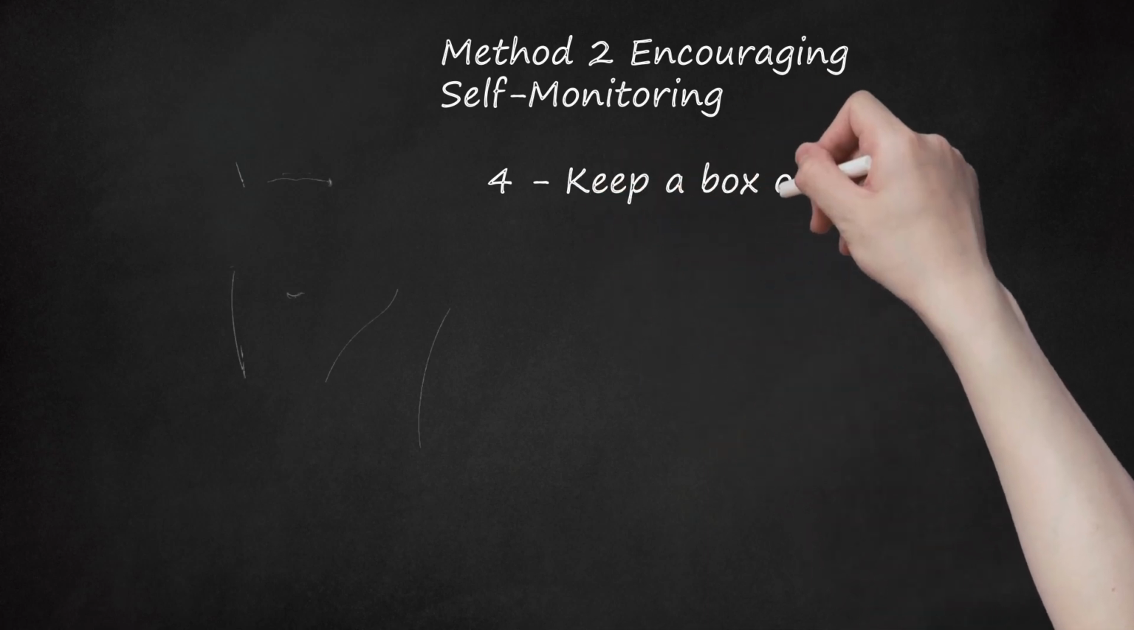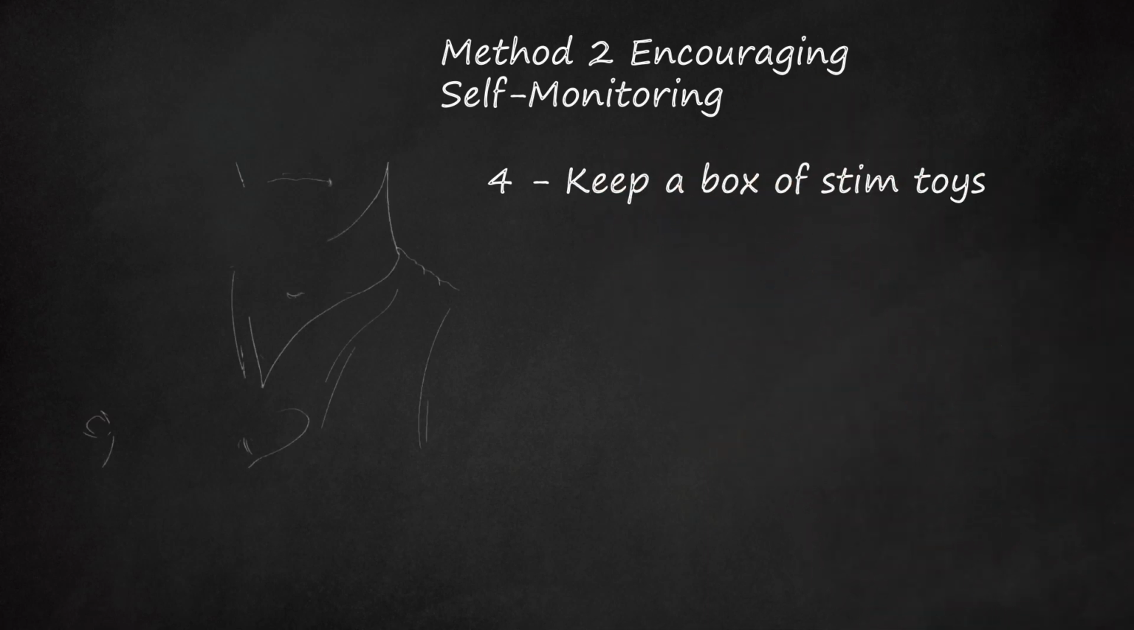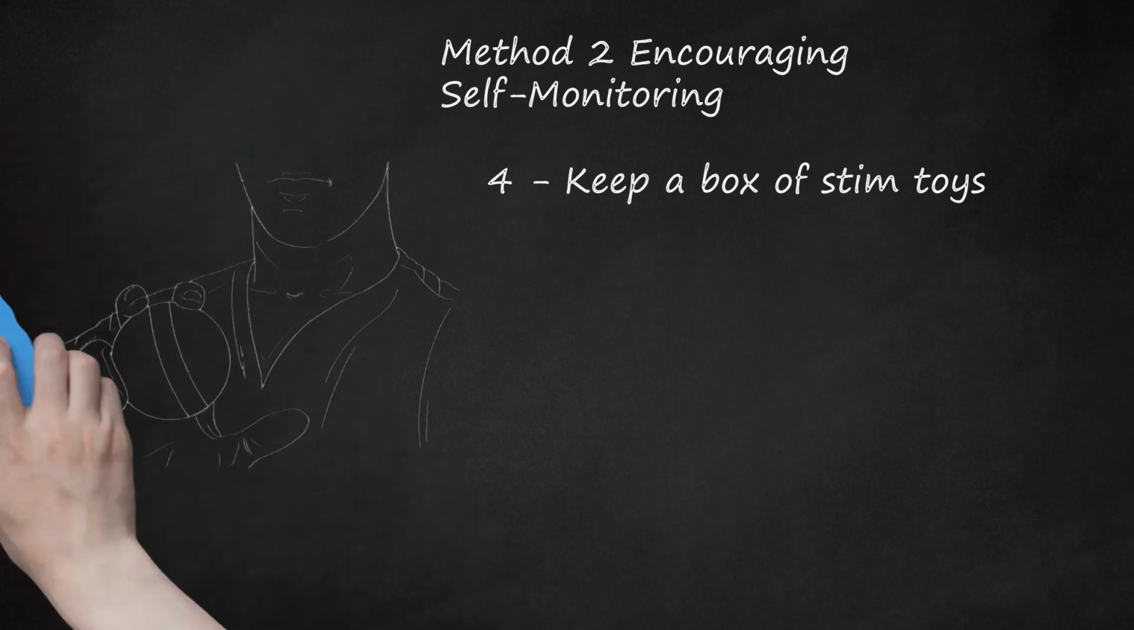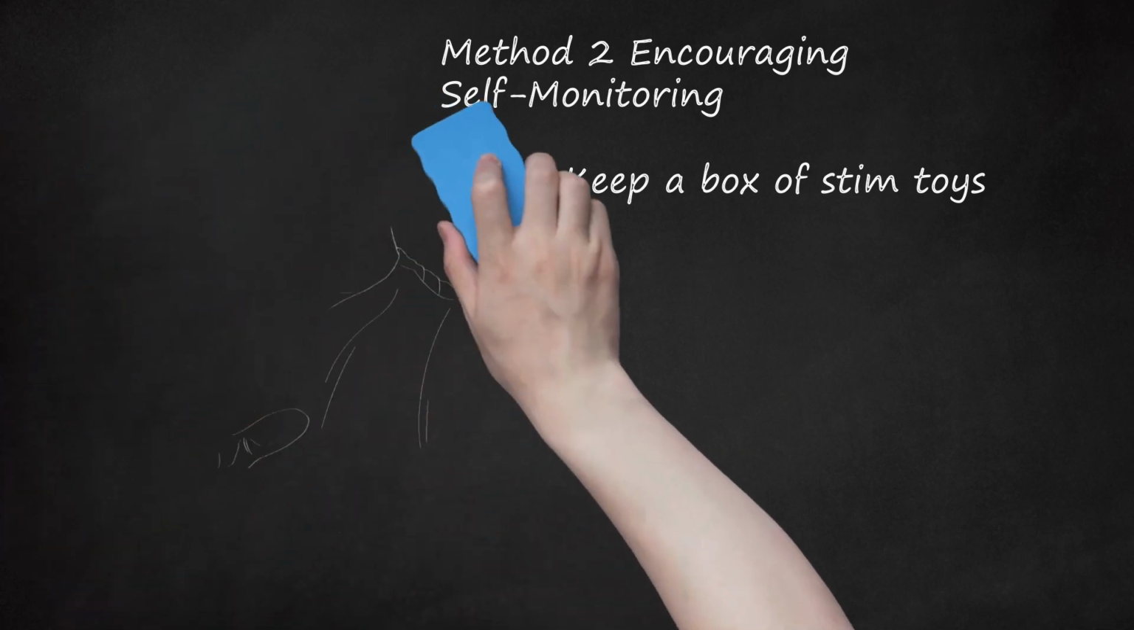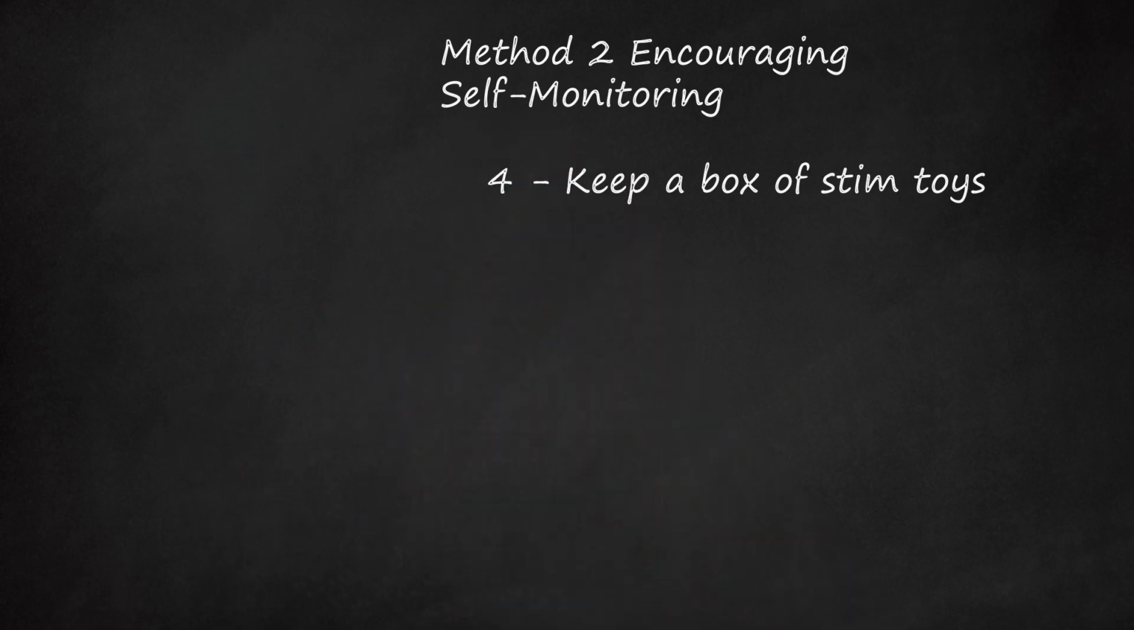4. Keep a box of STIM toys. These include stress balls, tangles, rubber sea urchins, beanbags, and other toys they can manipulate in their hands. Encourage them to go to the box and pick one out whenever they need to. This can help with fidgeting and restlessness, keeping hands to self, staying in their seat, emotional regulation.